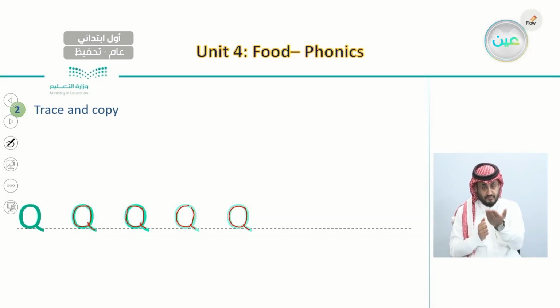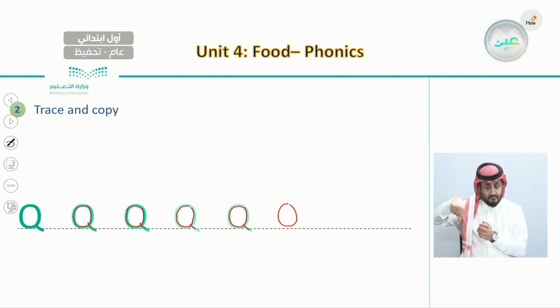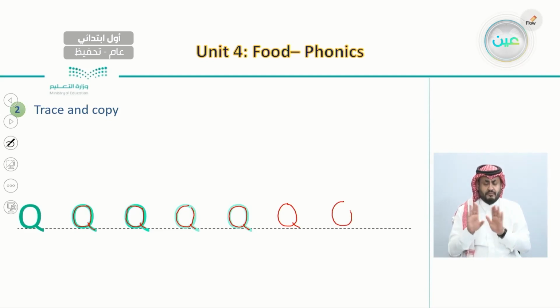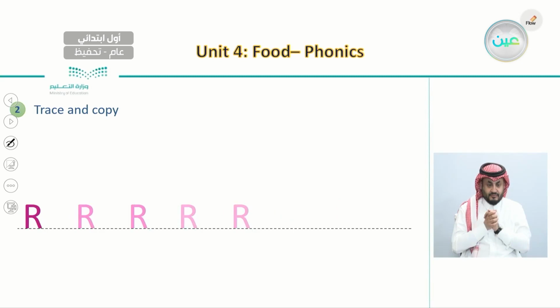So this is the letter Q. After we trace it, now it is time to write it on our own. We can write it 2 times after we finish the tracing. And now moving on to the last letter, which is letter R, from the word rabbit.